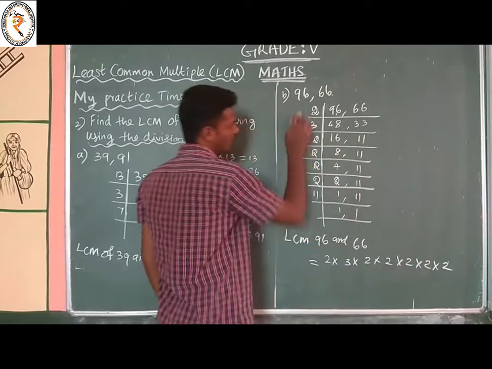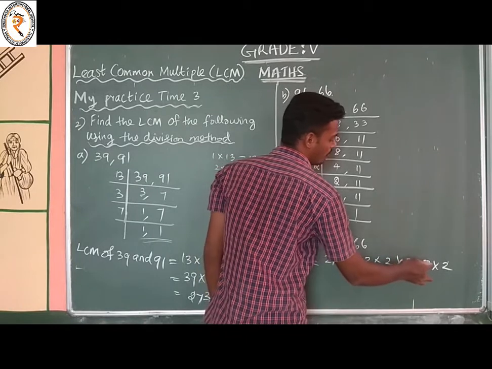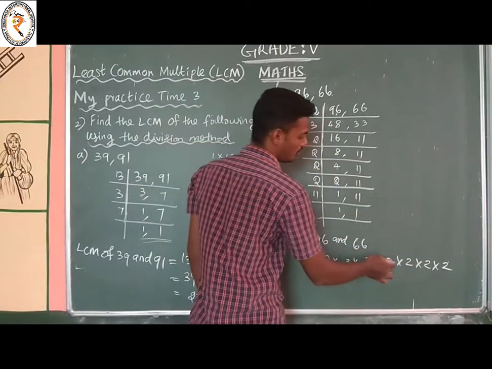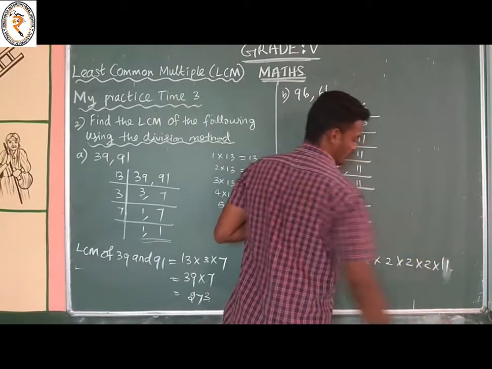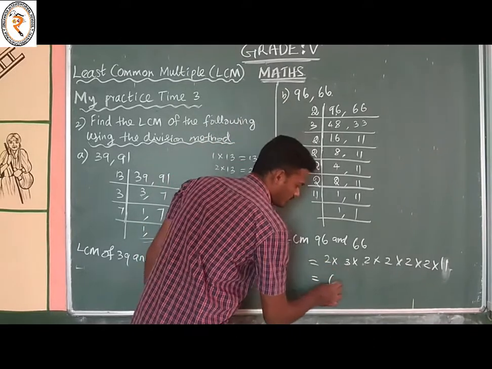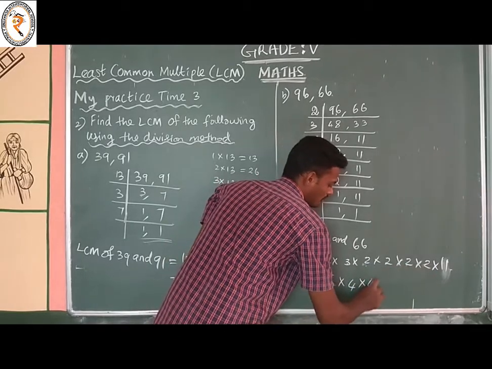So how many twos? 1, 2, 3, 4, 5 twos, and into 11. First we multiply. 2 3s are 6. 2 2s are 4. 2 2s are 4, into 11.